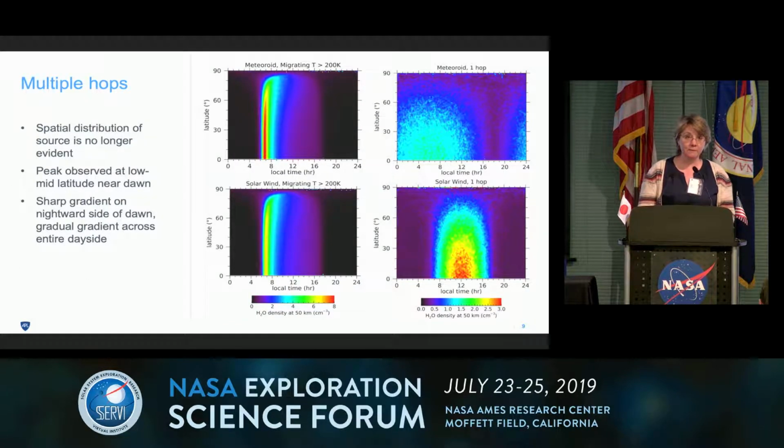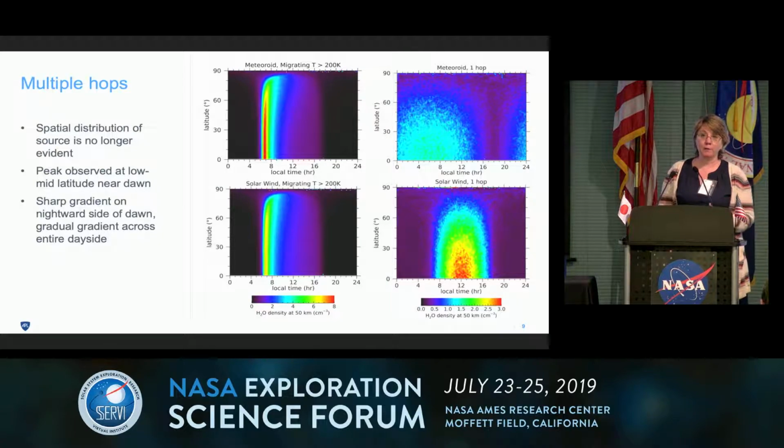Okay, so that's if water molecules do not migrate on the surface. They take one hop and they're done. However, if they do multiple hops, then we have a different looking exosphere. So here, just for reminding you, was the one hop model. Here's where you allow molecules to hop around until photolysis or landing in a cold trap or escape removes them.